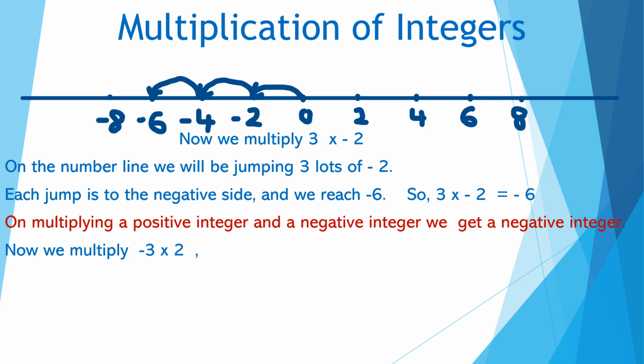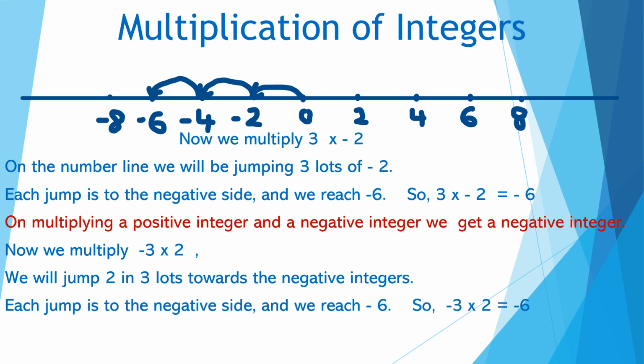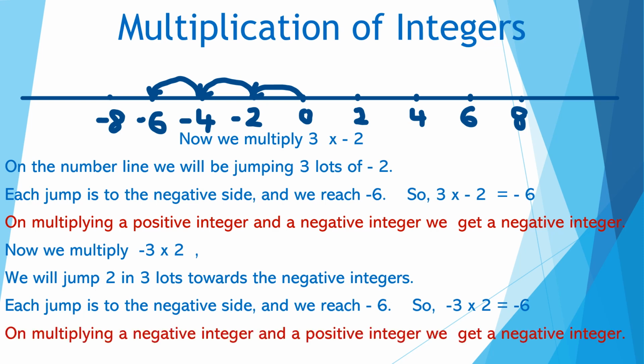Now we multiply minus 3 and 2. We will jump 2 in 3 lots towards the negative integers. Each jump is to the negative side and we reach minus 6. So minus 3 into 2 is negative 6. On multiplying a negative integer and a positive integer, we get a negative integer.